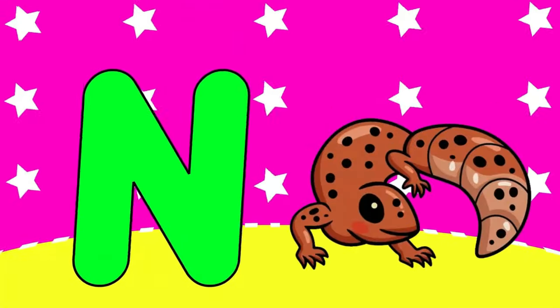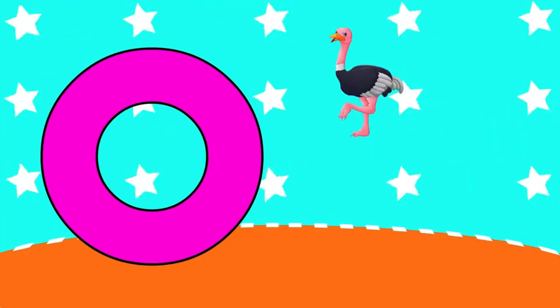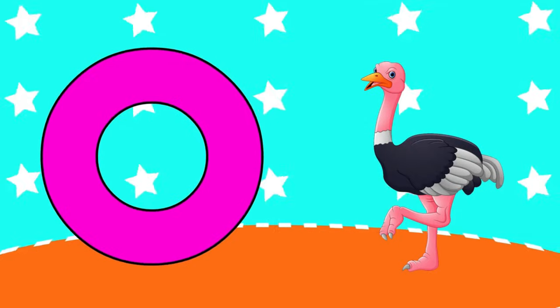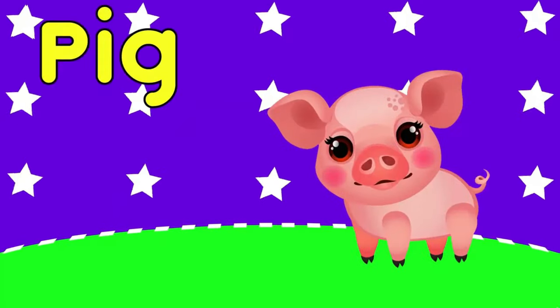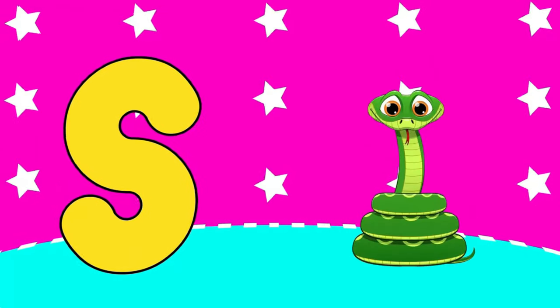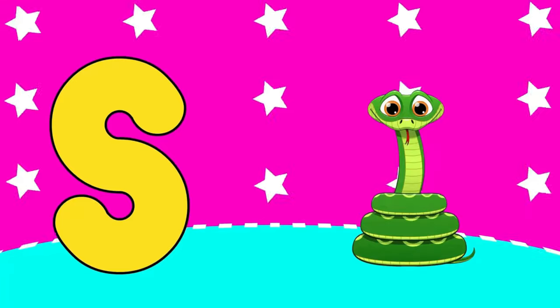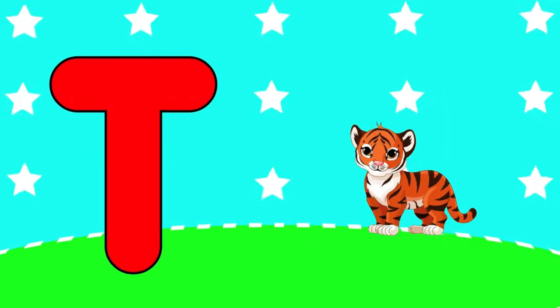N is for newt. N, n, newt. S is for snake. S, s, snake. T is for tiger. T, t, tiger.